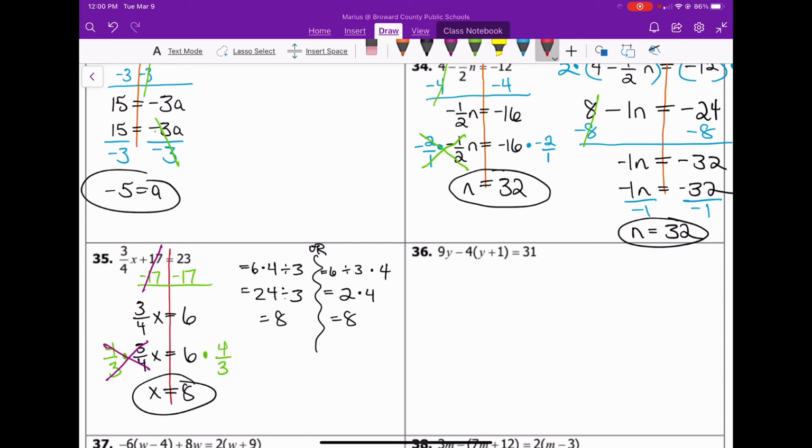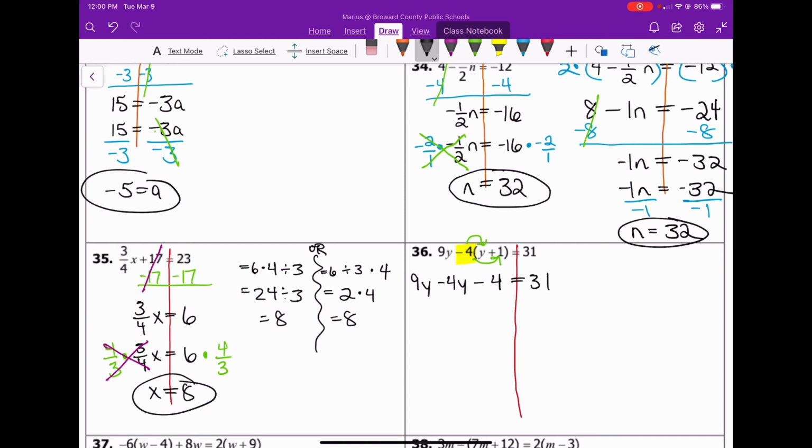All right, let's take a look at the last one, number 36. Once again, we want to separate it into 2 sides, a left and a right. For number 36, before we do anything, we need to distribute. Remember that we're distributing a negative 4. So we're going to get negative 4 times y, which is negative 4y, and negative 4 times positive 1, which is negative 4. We bring down the 9y and put it equals 31.